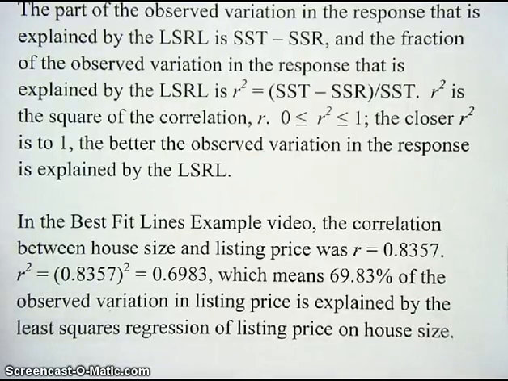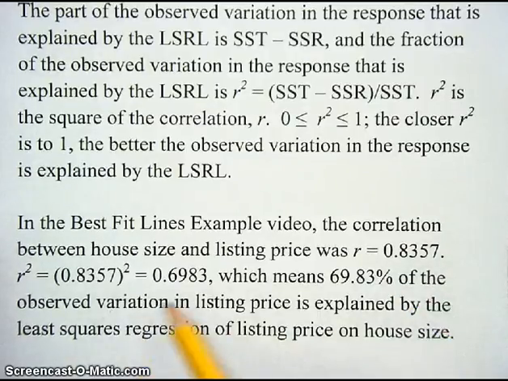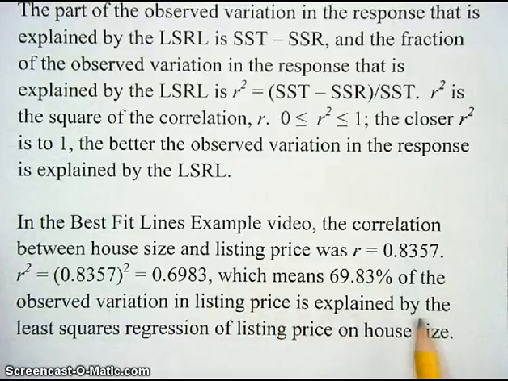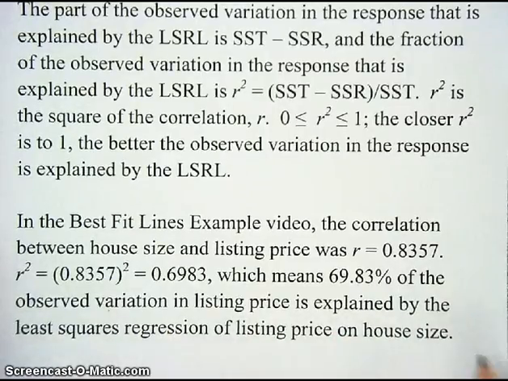And that's all you have to do anytime you're trying to interpret this. Another way of saying this is 69.83% of the observed variation in listing price is explained by a straight line relationship between listing price and house size. So that's another way that it might be worded. But this is probably the easiest and simplest to work with.